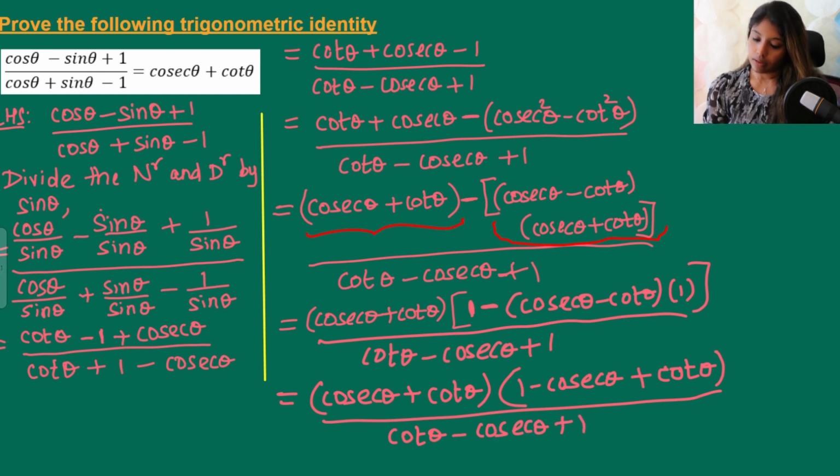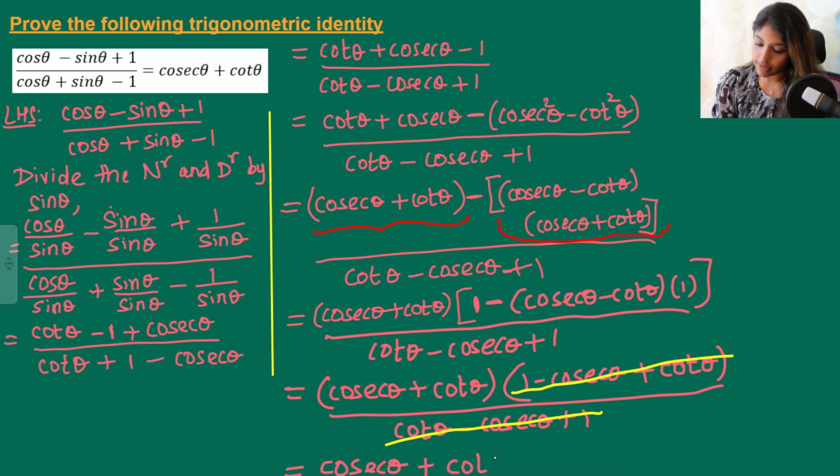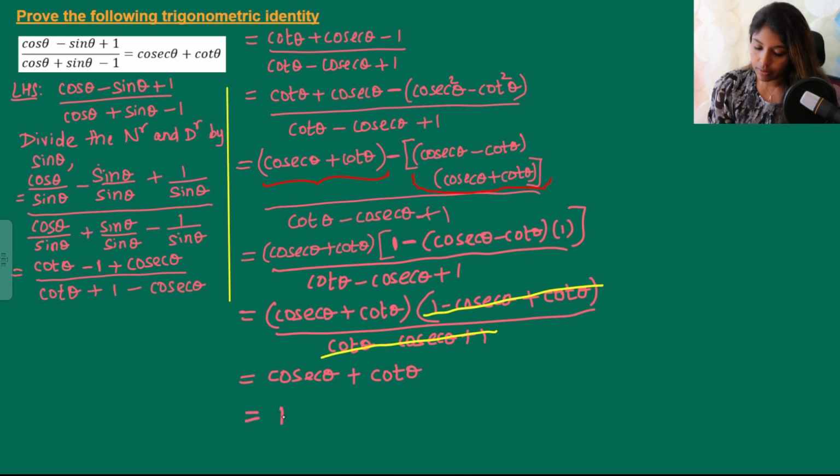Now, when you observe this fraction, you can see that the denominator, cot theta minus cosecant theta plus 1, the trinomial, is the same as this trinomial. So you can see positive cot, negative cosecant, and positive 1. So these two terms are one and the same, so I can cancel them out. This gets cancelled, and I'm left with my right hand side, which is cosecant theta plus cot theta. We have reached our RHS. So this is how you will solve it.